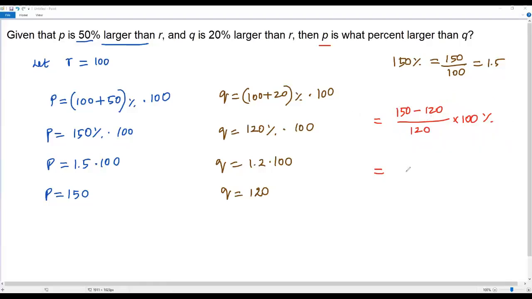So 150 minus 120 will be 30 over 120 times 100%. 30 goes into 30 once, and 30 goes into 120 four times, so it is 1 over 4 times 100, which is 25%. So P is 25% larger than Q. They are asking us to compare to Q, so we take the value of Q in the denominator, and the actual difference between P and Q is taken in the numerator. So the answer for this question is 25%.